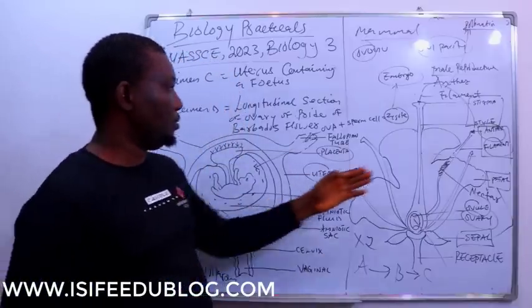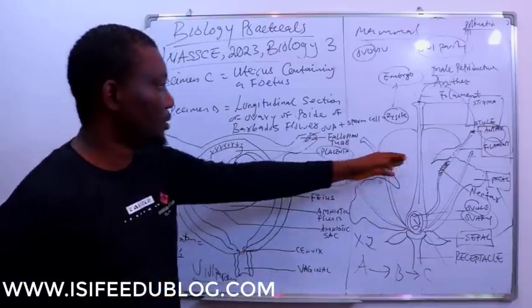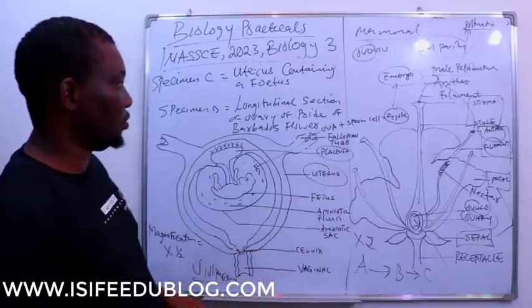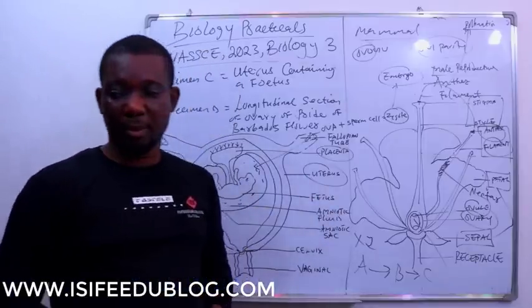Okay, let's quickly look at specimen E in relation to flamboyant, because it's also in Barbados, but this time it is just the leaf of Barbados. Let me see.